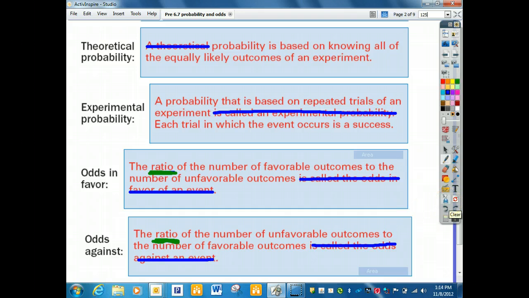These are the last 4 of your vocab for lesson 6.7. Theoretical probability, experimental probability, odds in favor, and odds against.